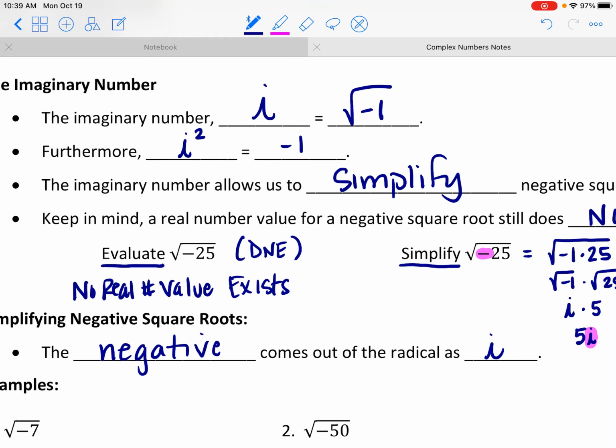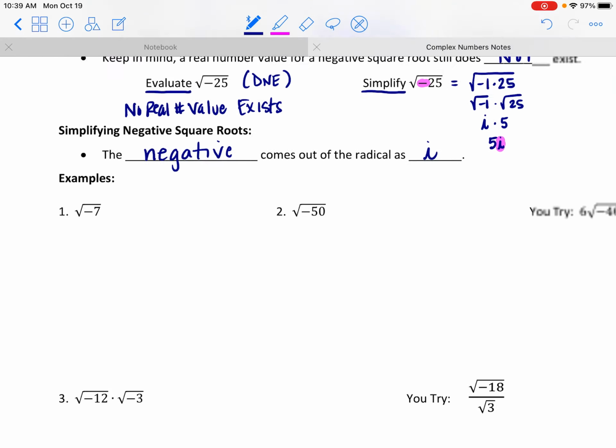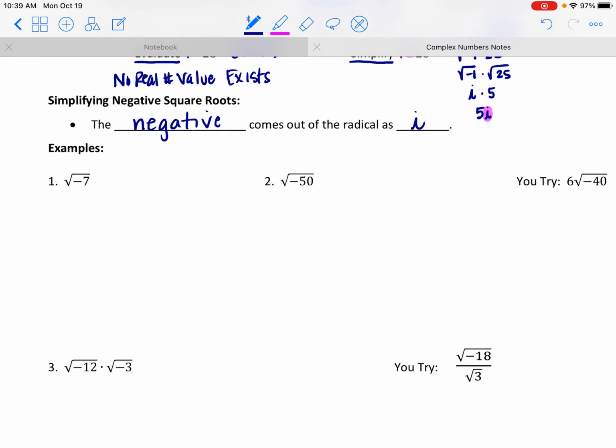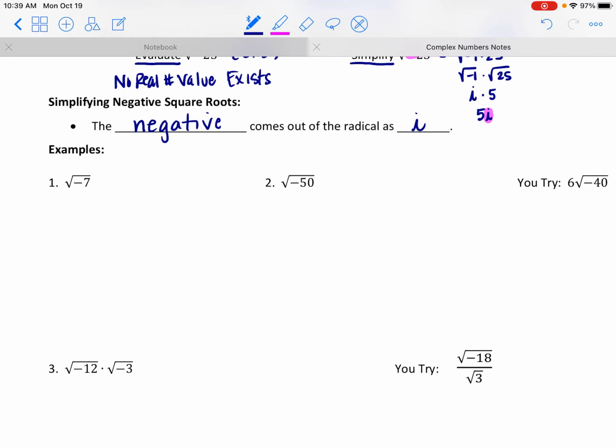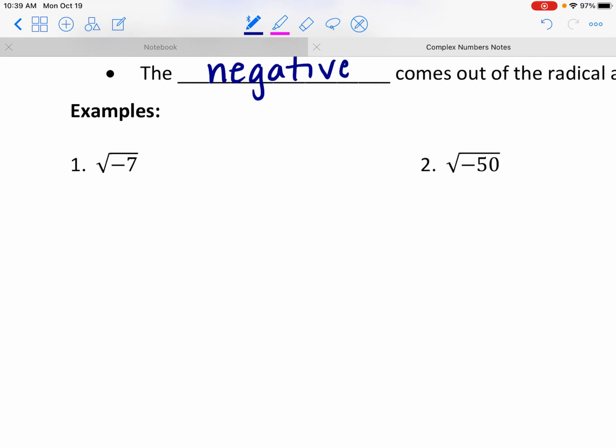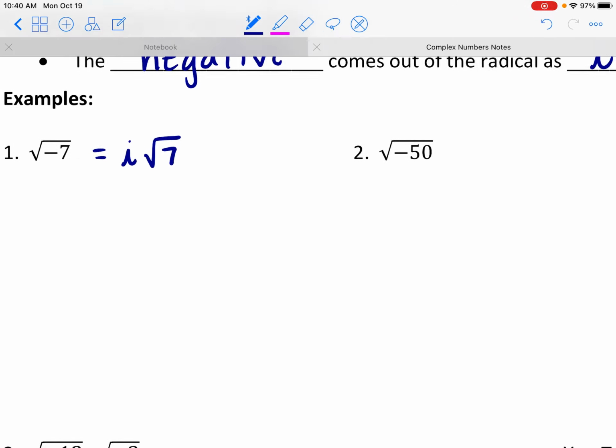Okay? So let's look at some examples where we simplify some negative square roots. Now, square root of negative 7, if it was a positive 7, I wouldn't be able to break that down, but because it's a negative, I know the negative is going to come out of the radical as an i. So an i comes out of the radical, the 7 is still stuck in there. So just an i and a radical 7.